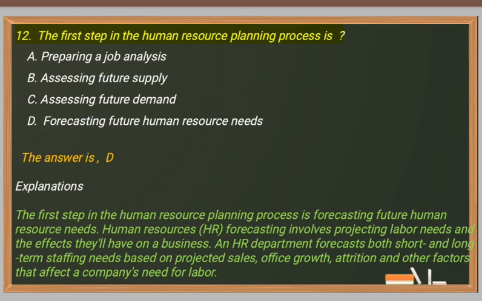12. The first step in the human resource planning process is A. Preparing a job analysis. B. Assessing future supply.